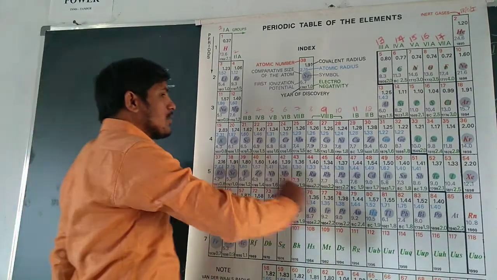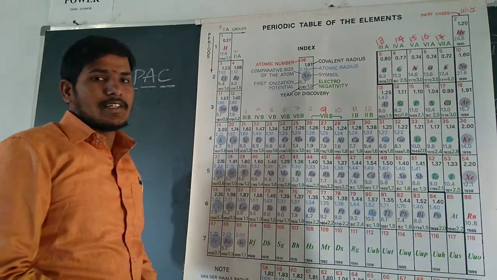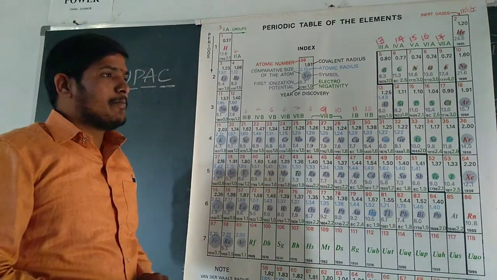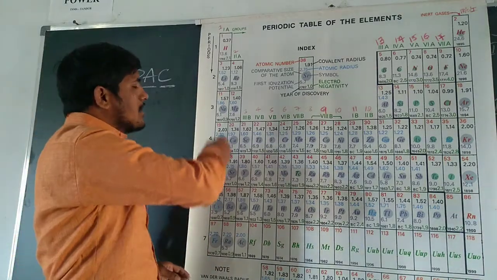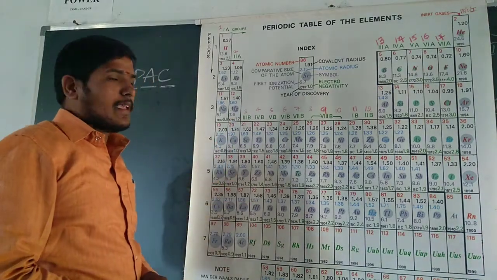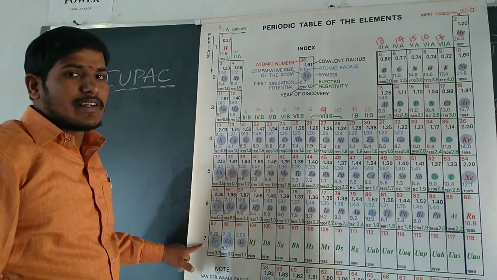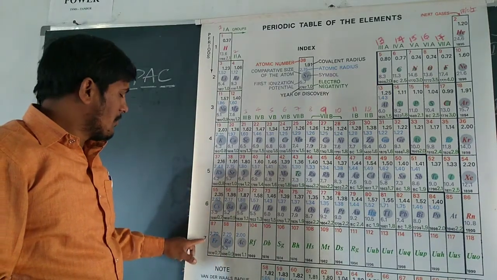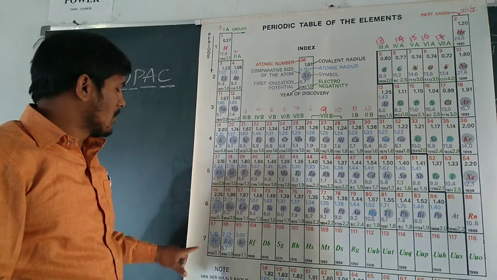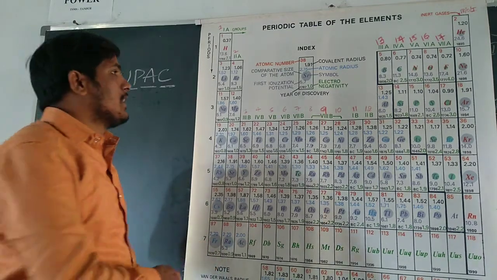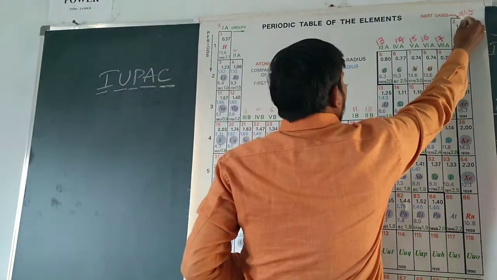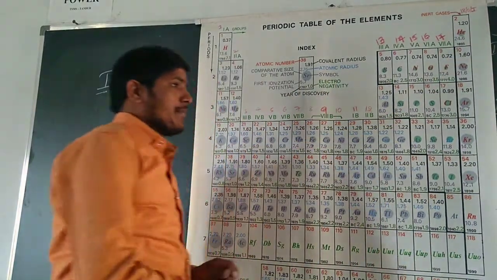These horizontal rows are called periods and the vertical columns are called groups. In the periodic table, there are 7 periods and 18 groups.